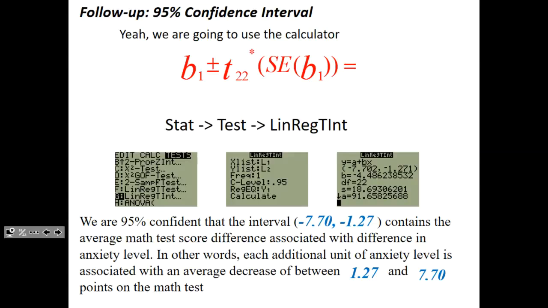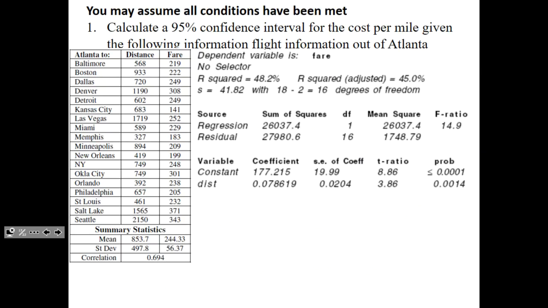This one, we'd be able to do that again. Just using our confidence interval, we could reject our null. So the next one we have, a little example here. Calculating a 95% confidence interval for the cost per mile given the following information for flight information out of Atlanta.